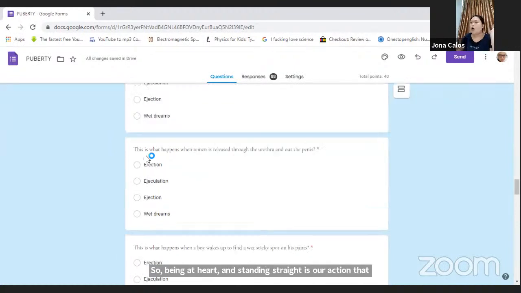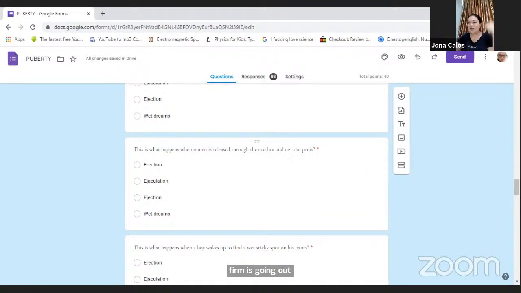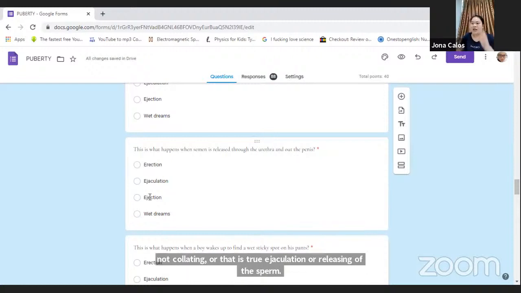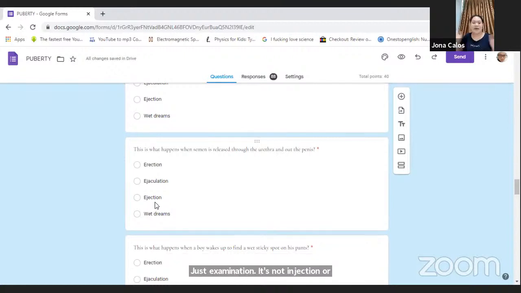Okay. Now, this is what happens when semen is released through the urethra out of the penis. So the semen with the sperm is going out. Again, that is ejaculation, or releasing of the sperm. It's not ejection. Although it's injected, it's not ejection, but ejaculation.